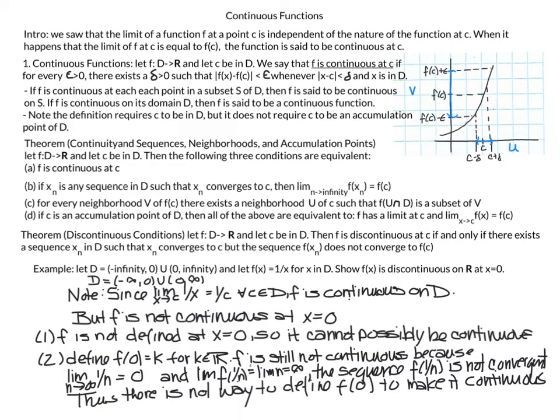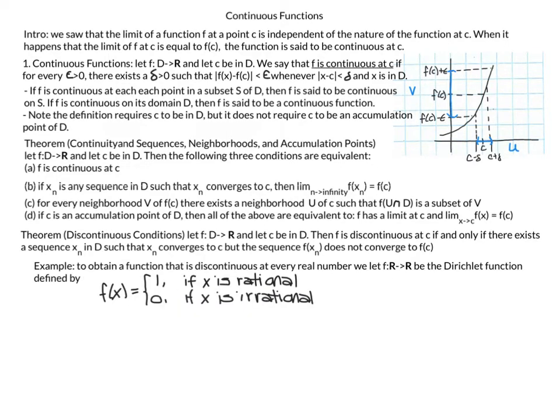And now we need to compare that to the limit of f of xn as n goes to infinity. So the limit of f of 1 over n, and in this case, f of 1 over n is just equal to n, so the limit is going to equal positive infinity, which makes this divergent. In other words, f of 1 over n isn't even convergent. Thus, there's no way to define f of 0 to make it continuous.